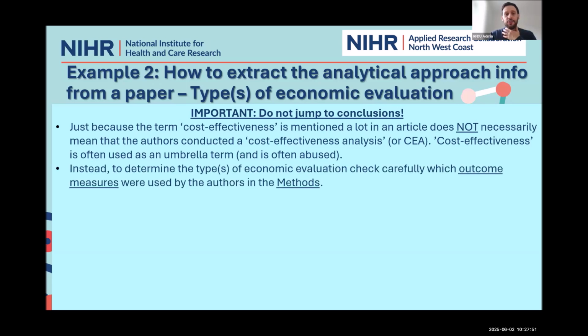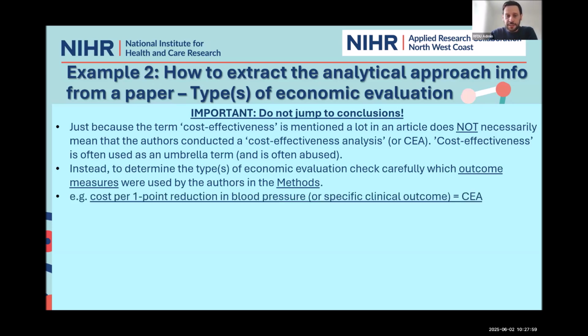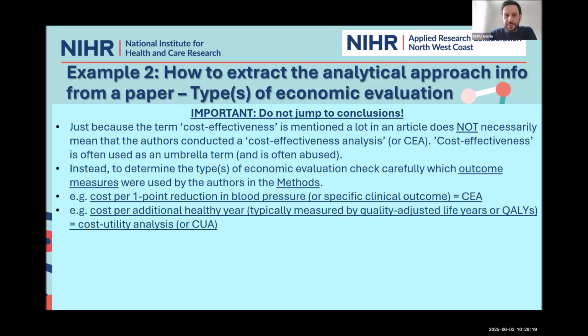Okay. To determine the type of economic evaluation, you could check the outcome measures used by the authors in the method. So if you go into the method section of the paper, you might be able to see, for example, that the authors used a single effect of interest measured, for example, by a reduction in blood pressure, so a specific clinical outcome. In that case, you will know that the authors did a cost effectiveness analysis. Or if you see something like the quality adjusted life years, you will know that the authors did a cost utility analysis. So if they present things in terms of cost per additional quality or per additional health year.